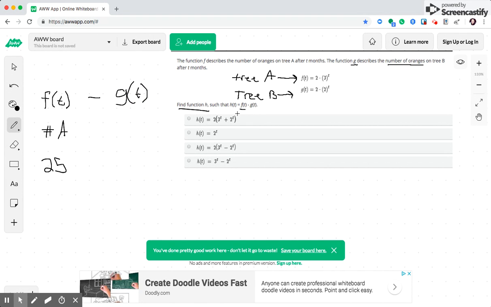Well, what is g of t? Let's go back a little bit. G of t is the number of oranges on tree B, right? So minus the number of oranges on tree B. And let's pretend that's 20. So really what you're doing is you're just subtracting one function from the other.